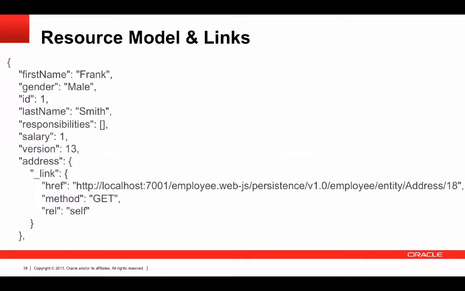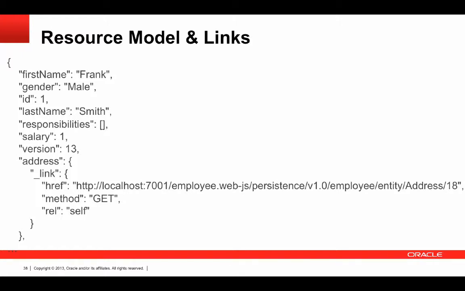So finally, here's an example of what a JSON-based resource might look like. Now, I call this a resource because of how it deals with relationships to other resources. It's not really just a JPA entity anymore. I have my first name, gender, ID, last name, collection of responsibilities, salary, the version of this object for optimistic locking. But the unique piece is that when this employee or customer has a link to its address, it's replaced in the resource model of the JSON with a link. So now I get an href to how to get this object's related address.